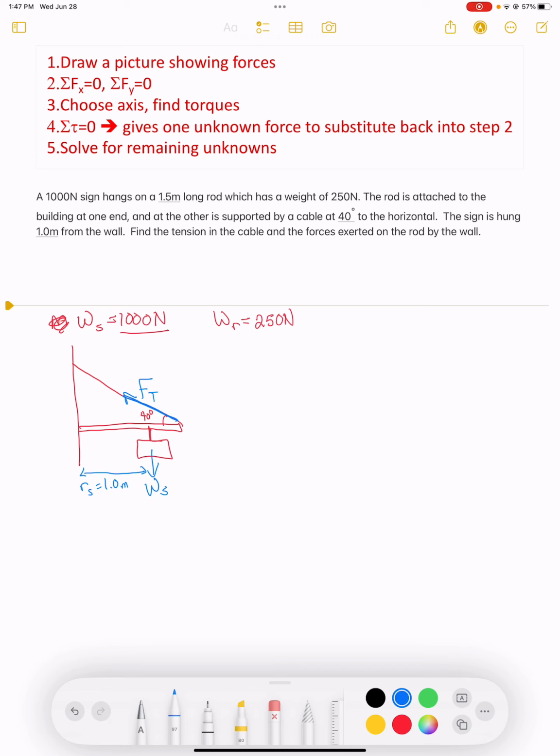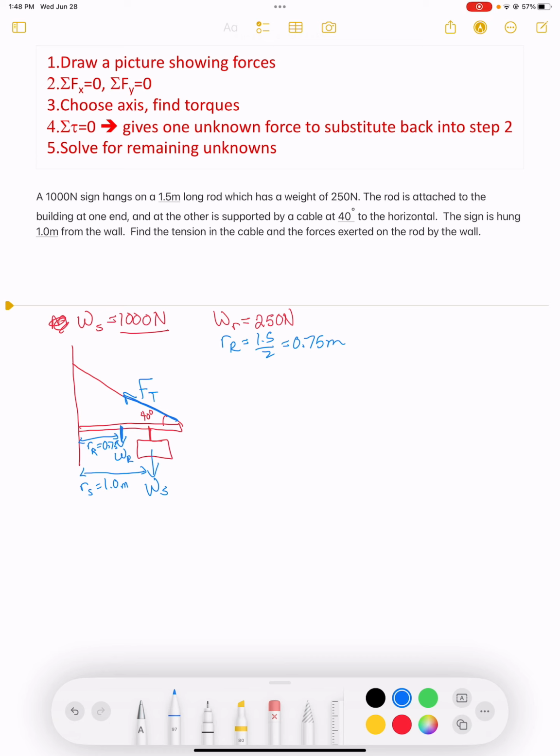What else do we have? We've got the weight of the rod. Where does the weight of the rod act? It acts halfway along the rod. And since the rod is 1.5 meters long, that distance is called R for the rod, is 0.75 meters. If you can see that in there, that's R for the rod. Let me write that up here. R for the rod is 1.5 over 2, or 0.75 meters.